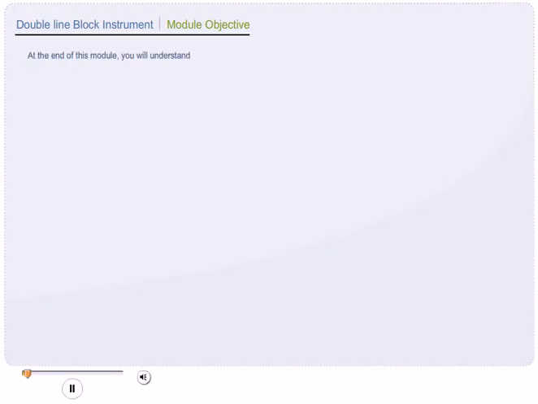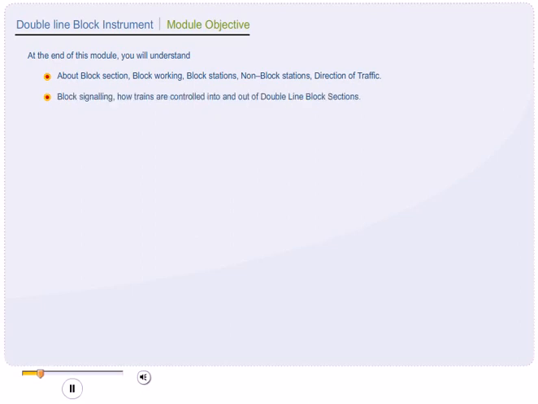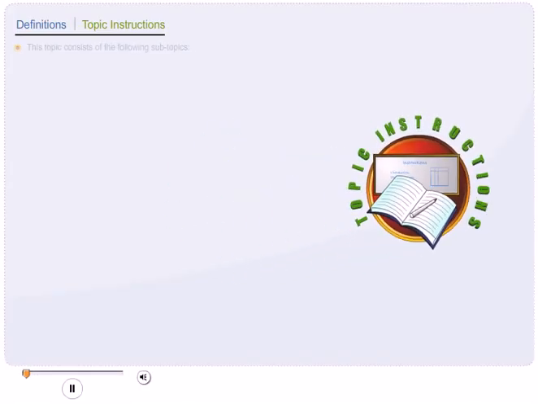At the end of this module, you will understand about block section, block working, block stations, non-block stations, direction of traffic, block signaling, how trains are controlled into and out of double-line block sections. This topic consists of the following subtopics: topic instructions, block section, block signaling, block working.